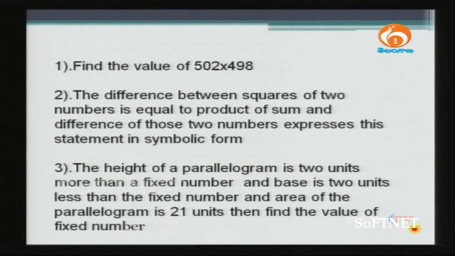The next one is: the height of a parallelogram is 2 units more than a fixed number and the base is 2 units less than the same fixed number. Find the area of the parallelogram. If the area of the parallelogram is 21 units, then find the value of the fixed number. A little bit of application, correct? But very simple. I will read once again. The height of a parallelogram is 2 units more than a fixed number and the base is 2 units less than the same fixed number and the area of the parallelogram is 21 units. Then find the value of the fixed number.